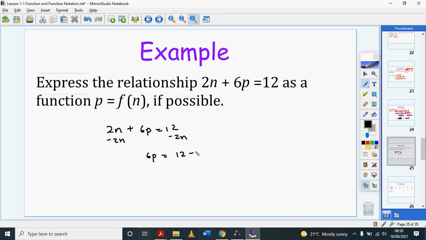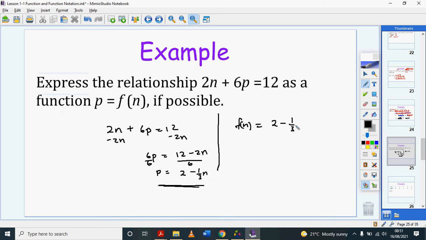And then if I want, I can divide by 6 both sides. Divide by 6, divide by 6. Now I'll end up with p is equal to 12 divided by 6 is 2. 2 divided by 6 is a third. 2 minus a third n. So you have p as a function of n. That means n is the input and p is the output. Right? If you want to write this as a function, you could just say f of n is equal to 2 minus 1/3 of n.